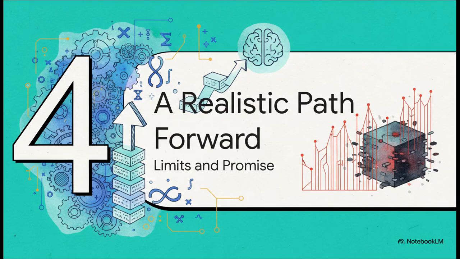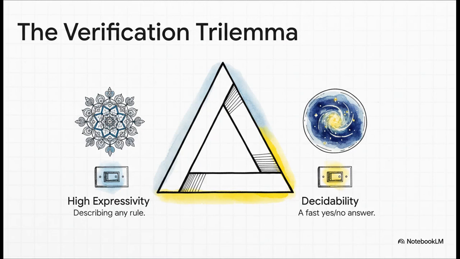All right, let's wrap this up by taking a step back and looking at the big picture. What does a system like this actually promise? And maybe even more importantly, what are its limitations? This brings us to our last big idea, and it's a really honest one. The authors are upfront about the fundamental trade-offs here. It's something called the verification trilemma. Basically, for any complex system, you can pick 2 out of 3, but you can't have it all. You can't have rules that describe everything, cover every possible case, and always get you a quick yes-no answer.